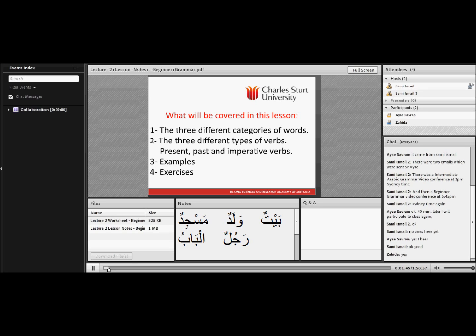The second thing we're going to look at is we're going to jump directly into different types of verbs. So we have different types of words, and then we're going to look at different types of verbs, which are the present, the past, and the imperative verbs. Imperative meaning the command verbs. And finally we'll look at some examples and some exercises, inshallah.